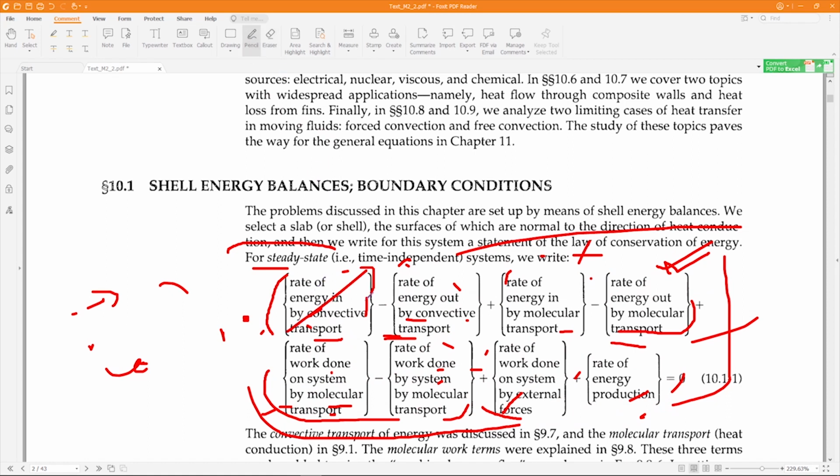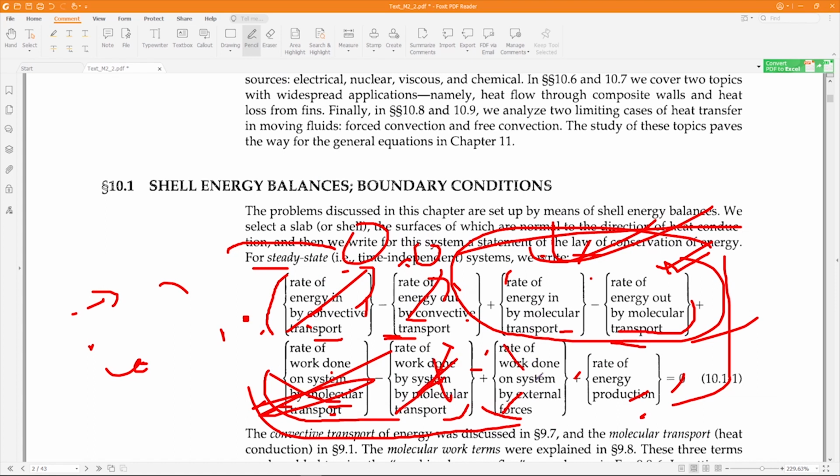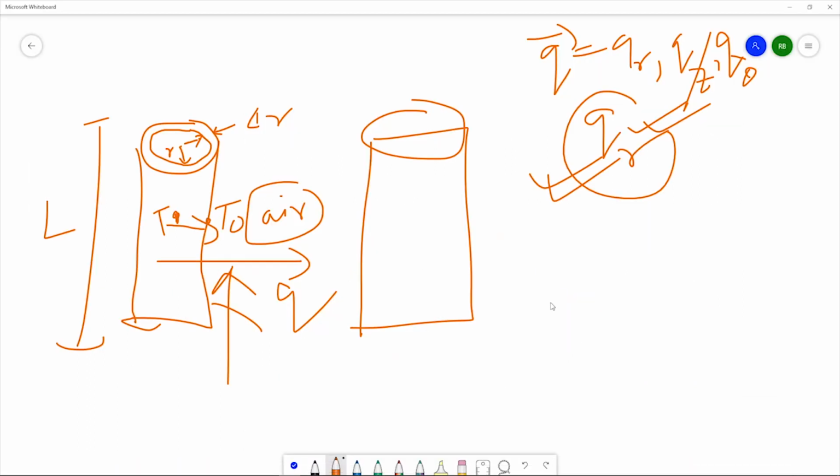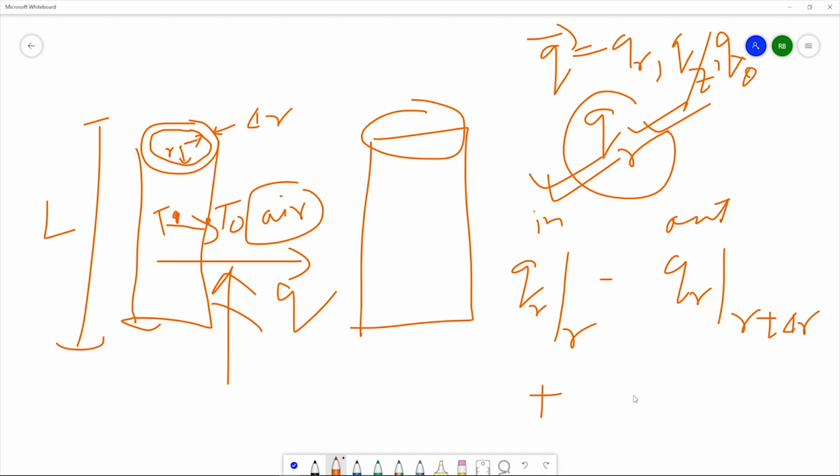So this term, I told you, there is no fluid motion, so it is zero. This will be zero, this will be zero, and only this will be there, right? So rate of energy in by molecular transport is QR, the heat flux in the r direction, at surface r. And in minus out, energy is going out at the surface r plus delta r. And plus energy generation, right?